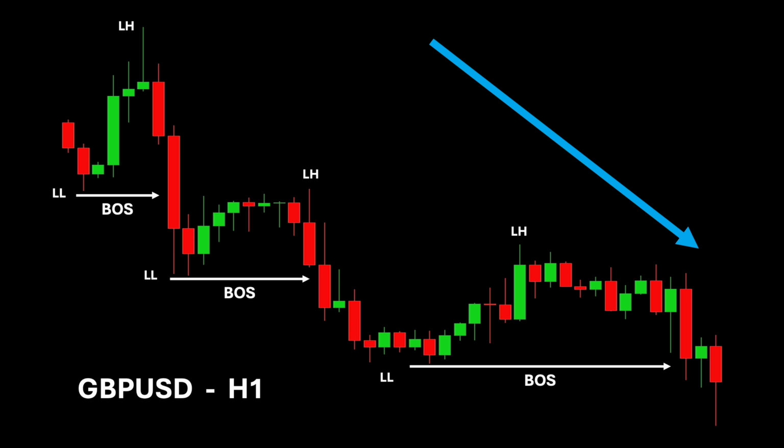Notice how after each break of structure, price pulls back slightly to form a new lower high, then continues lower with another break of structure. This is the rhythm of a healthy bearish trend. This blue arrow represents the direction of the overall move. 3 confirmed bearish break of structure, clean bearish structure. When you see this, you are only looking for short opportunities. Never go against this.